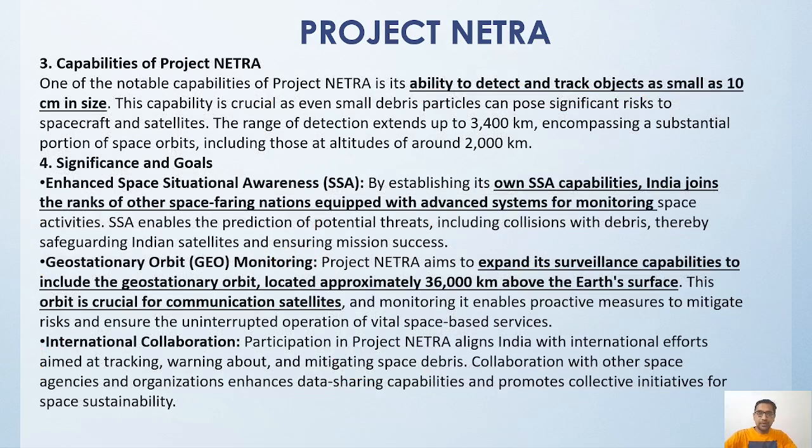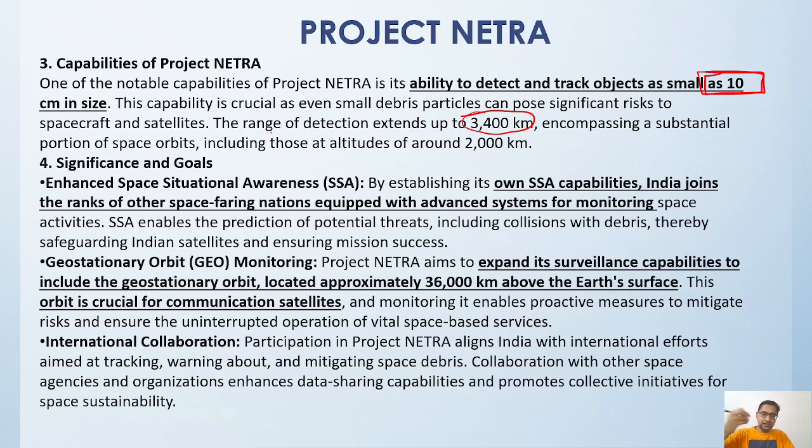So the capability: it can detect objects as small as 10 centimeters in size. The smallest objects can be detected up to a range of 3400 kilometers. That means from low earth orbit to a middle earth orbit, right? So any satellite up to a range of 3400 kilometers, and any space junk that is traveling, it is capable of tracking. What exactly is the significance, we have already discussed.